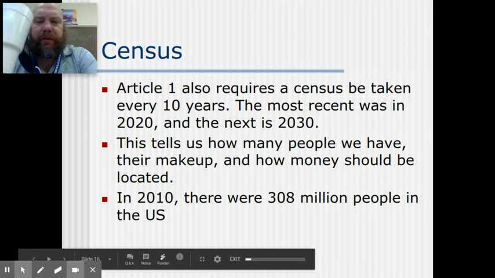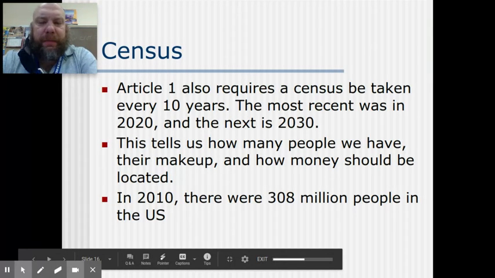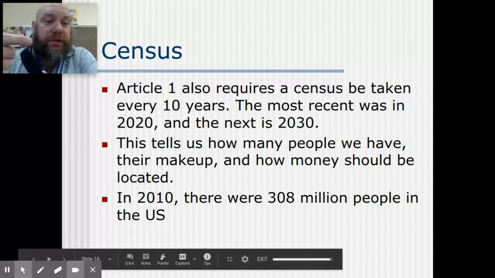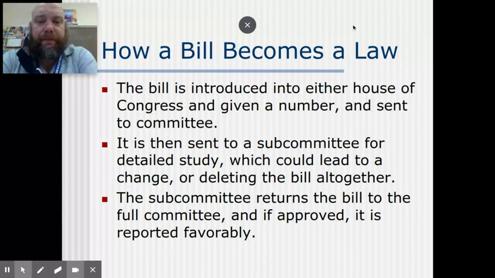If there are more people in one area than the other, they're going to get funds in a different way. So there you go. I fixed it. In 2010, there were 308 million people in the United States. We expect there to be more this time. Obviously, they finished the census last year, but it takes a while to tabulate the results. It also determines how many representatives each state gets in the House of Representatives.